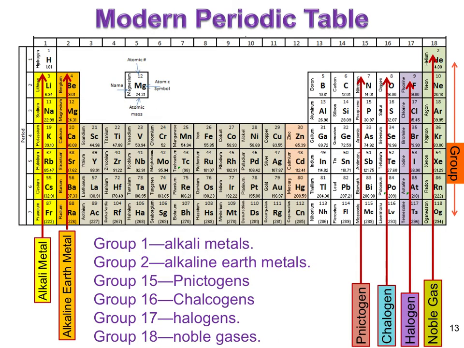So here are those groups that I was talking about. Group 1 are the alkali metals, except for hydrogen. Group 2 are the alkaline earth metals. Jumping over to group 15, these are the pnictogens. Following them in group 16 are the chalcogens. Group 17 are the halogens, and group 18 are the noble gases.